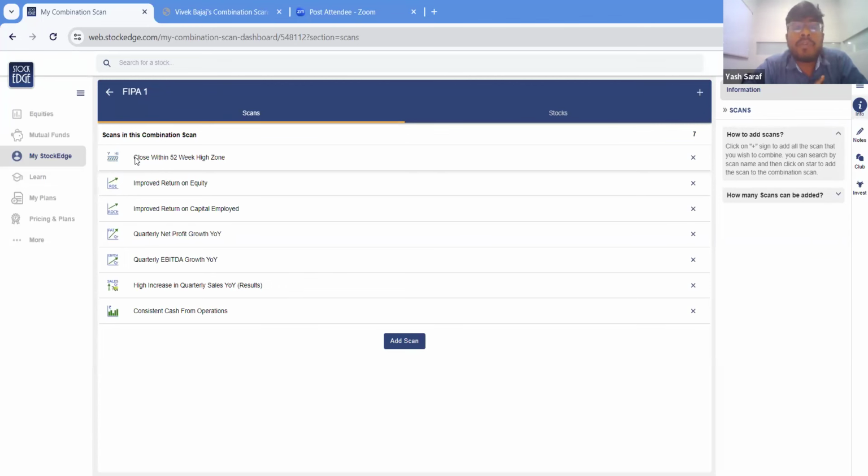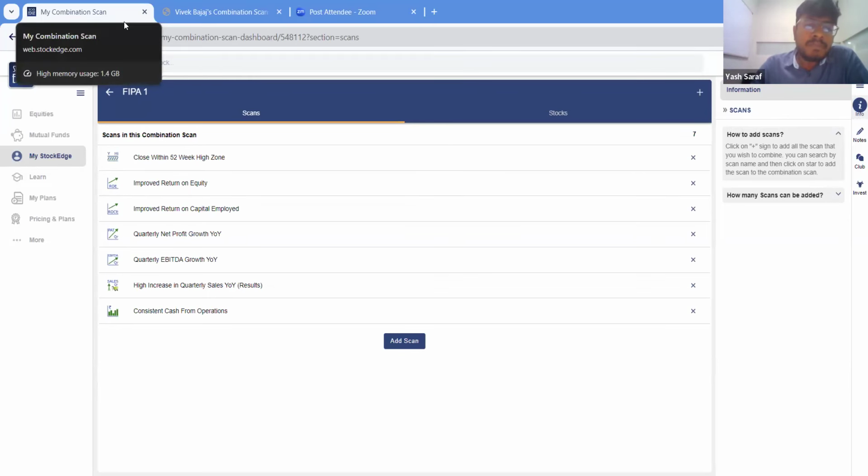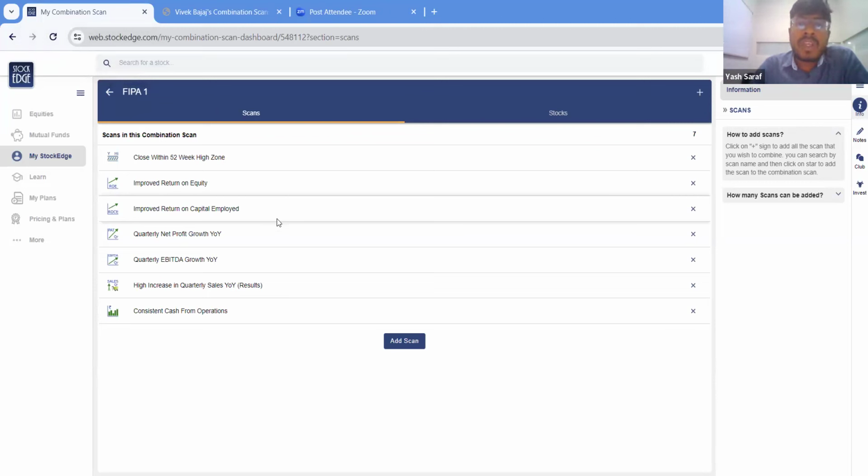Then improved return on capital employed, which means, is the company able to generate enough returns on the amount of capital invested, right? Obviously, because companies are investing in their new products, in their operations. So if the company is able to generate good returns on its capital invested, then we can say that yes, the company's ROCE is improving, is growing. That tells us about the company's growth prospects.